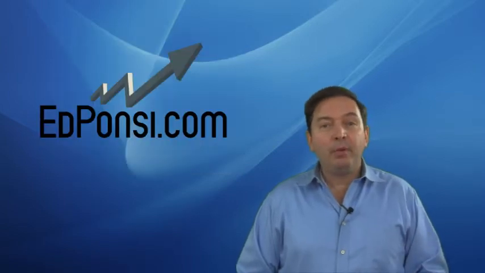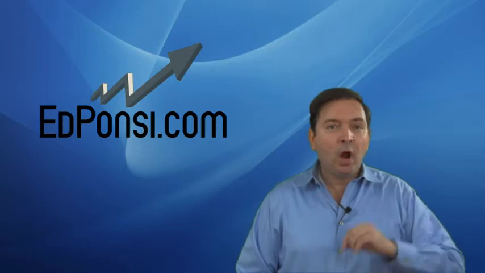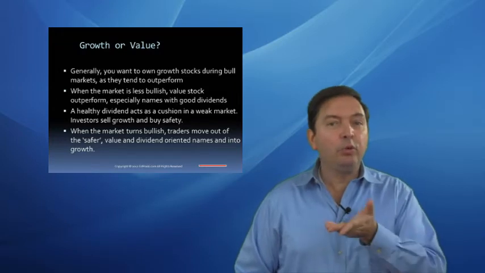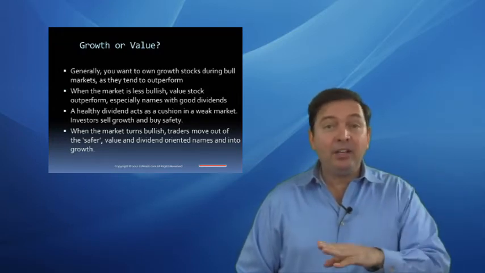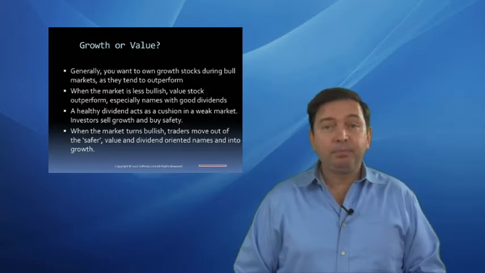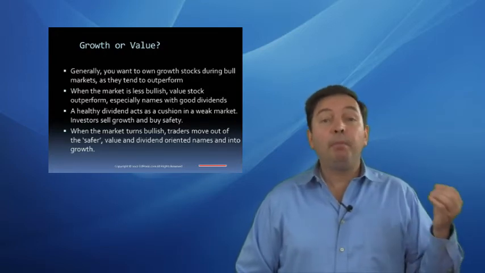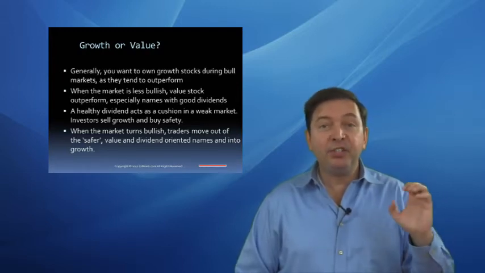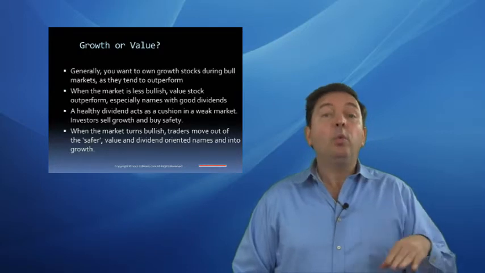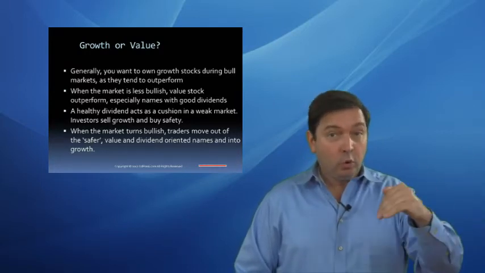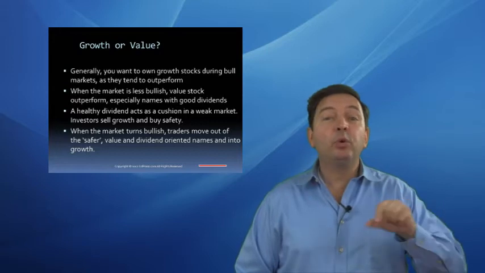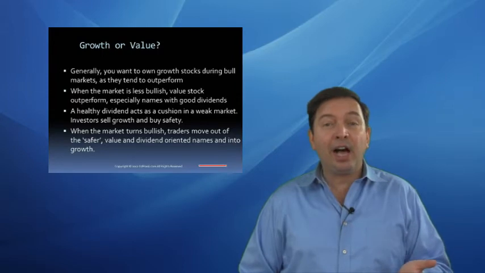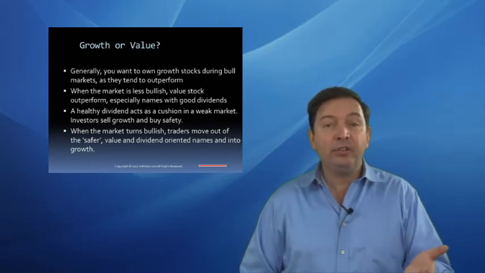Now, before we wrap it up, I want to ask you a question. Are we buying growth or are we buying value? Money has a tendency to rotate during good times and bad times from one to the other. Let me explain. Generally, in a bull market, you would want to own growth stocks because they have a tendency to outperform. When the market turns less bullish or bearish, money tends to rotate out of growth and into safer, high dividend stocks with good, stable dividend histories.